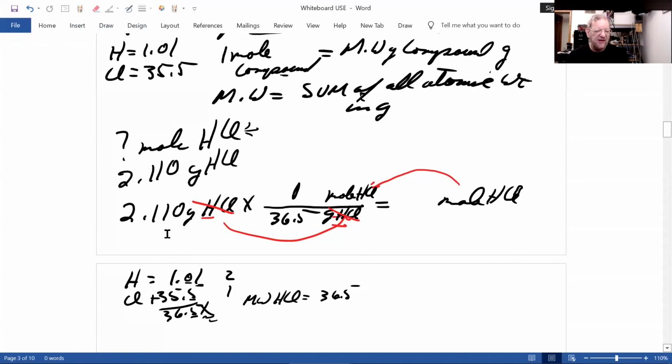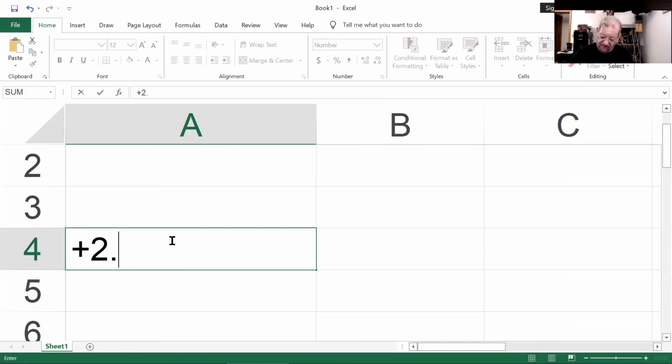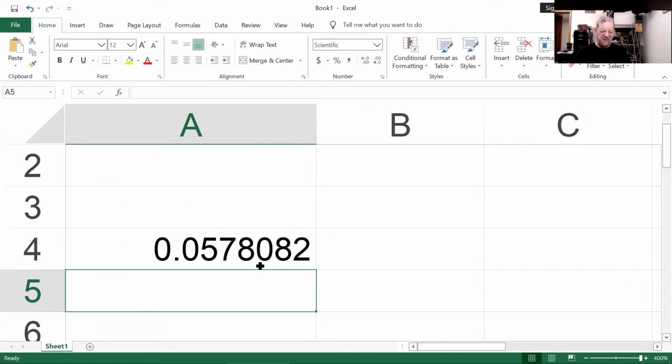Let me remind you, 2.110, 4 significant figures, 36.5, 3. 1 is an exact number. So multiplication, division, you get the same number of significant figures in your answer as the number you're multiplying or dividing with the lowest, in this case, 3. So let's go to our calculator. Put my numbers in, and this is the number I get.